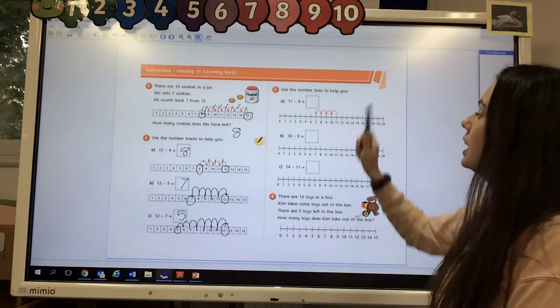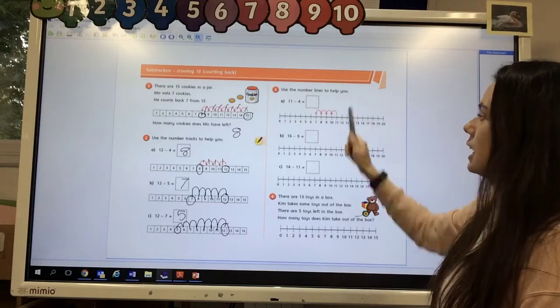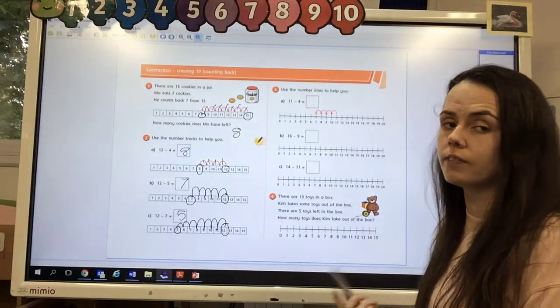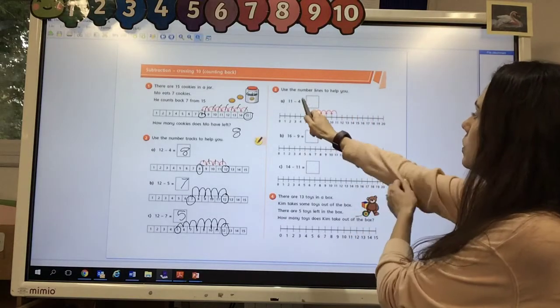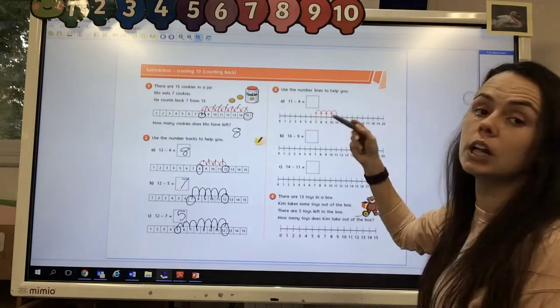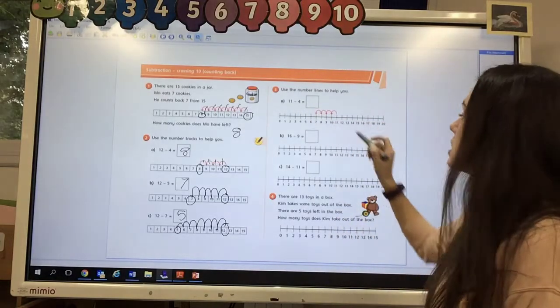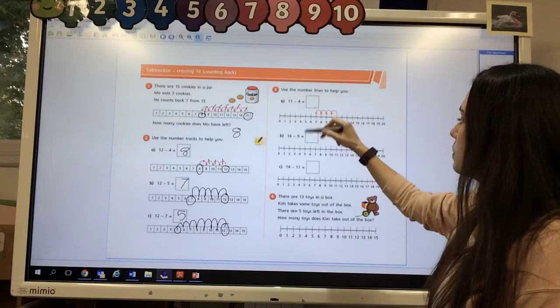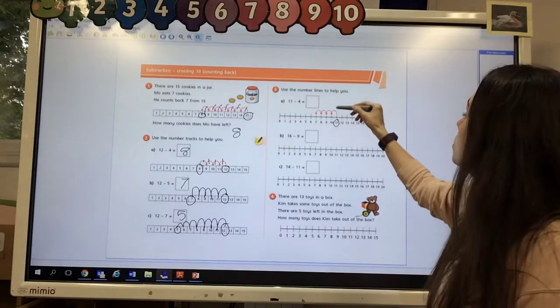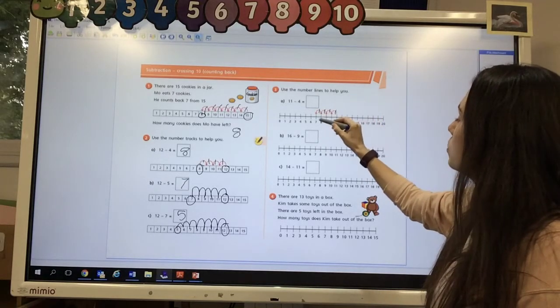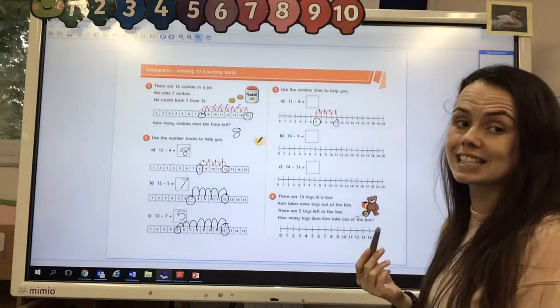Well done. Now use the number line to help you. So this time we're using a number line very similar to a number track. So 11 take away 4. Now they've already done this one for us. So they started with 11 and they've counted back 4. Let's check though. 1, 2, 3, 4. And what number do we finish with? 7.